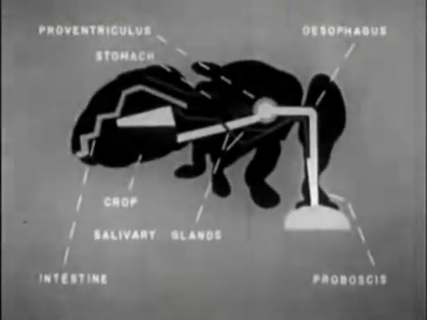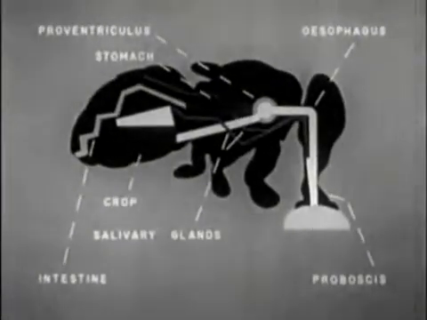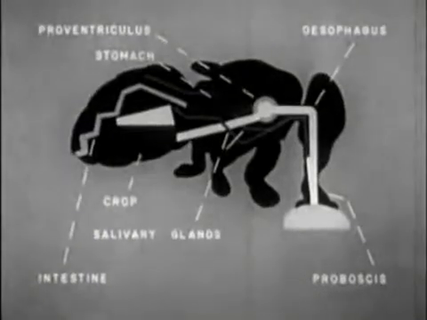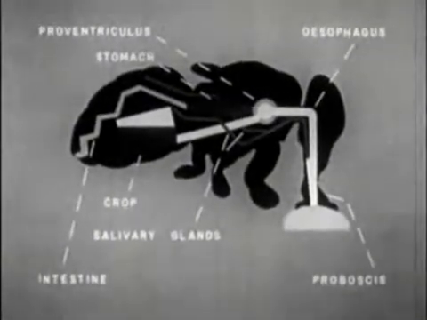The feeding and digestive systems of the fly add still another manner in which the fly spreads disease. Here we have an animated diagram to give us an idea of how the digestive system functions.